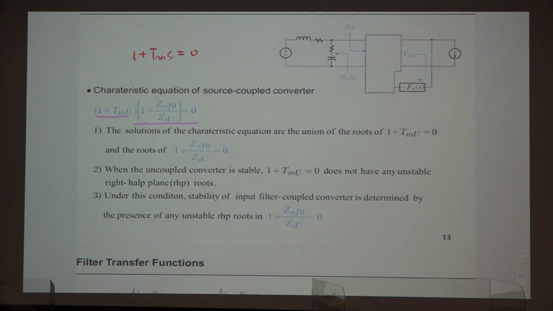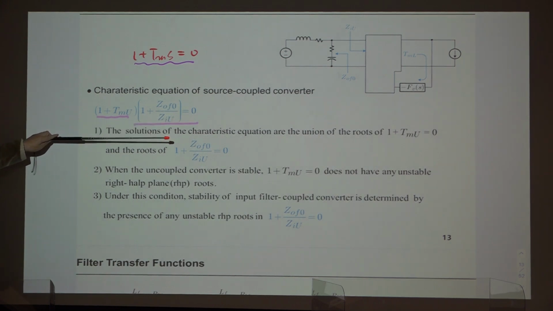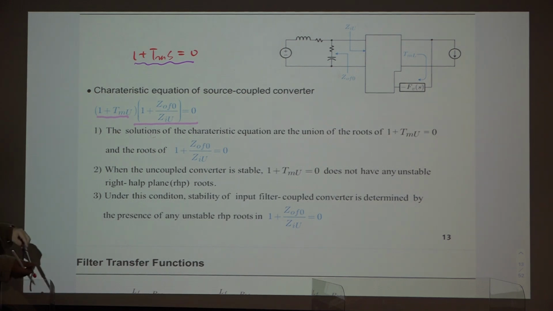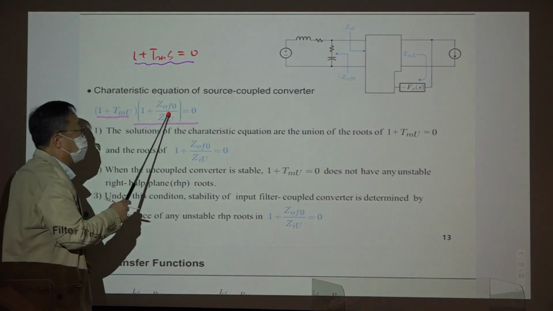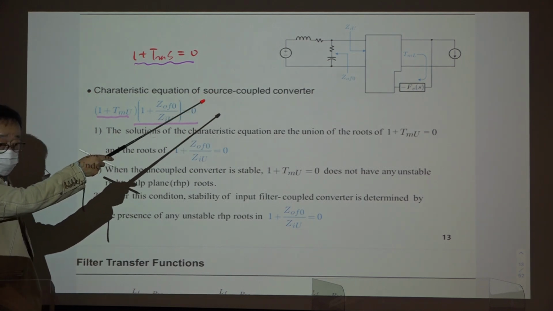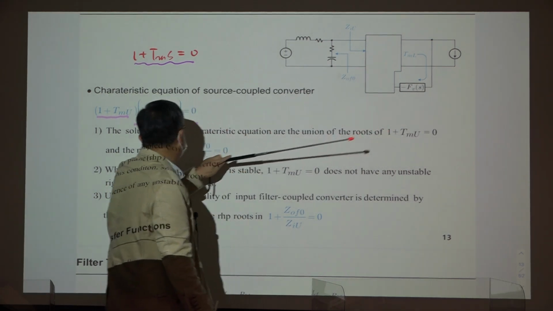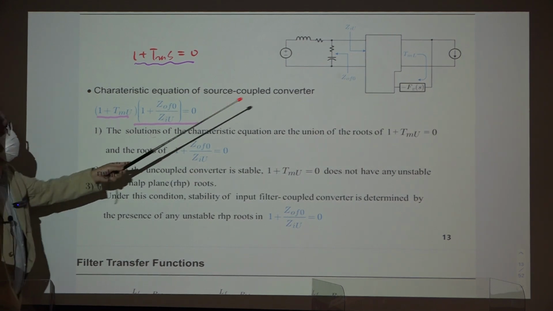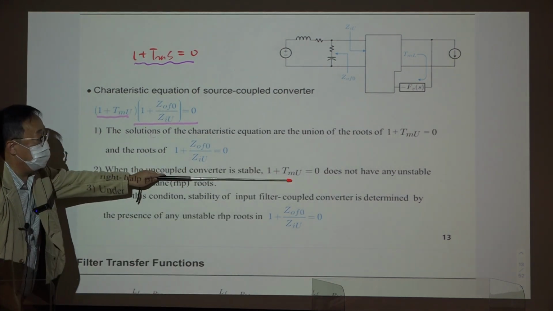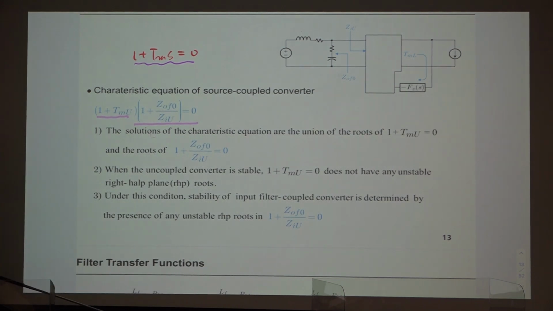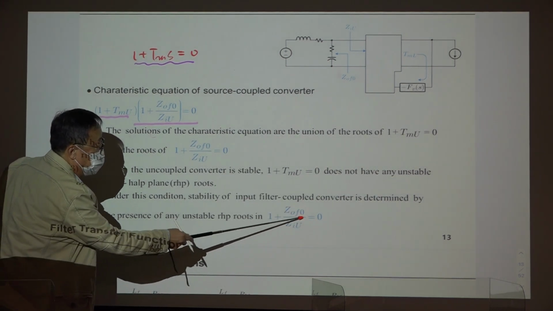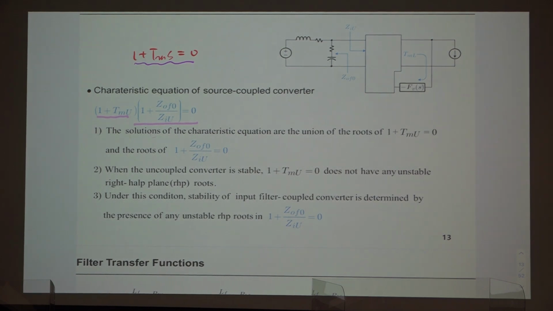So we started from this equation, and it is factorized into these two terms. The eigenvalues of this composite system are the union of the eigenvalues of the uncoupled converter and the eigenvalues coming from this term. So if the converter is stable, then we just take a look at this. You plot the polar plot of GOF divided by GIU, which was originally defined as the minor loop gain.